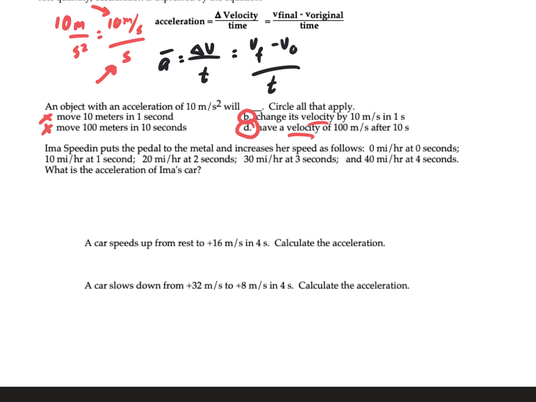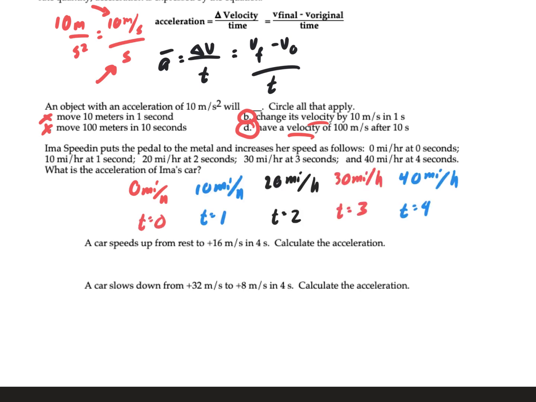So I have a couple of different scenarios here. I have a few different ways that we've expressed acceleration. So I'm going to sketch it out here. I have 0 miles per hour at t equals 0 seconds. 10 miles per hour at 1 second. 20 miles per hour at 2. 30 miles per hour at 3. And 40 miles per hour at t equals 4 seconds.